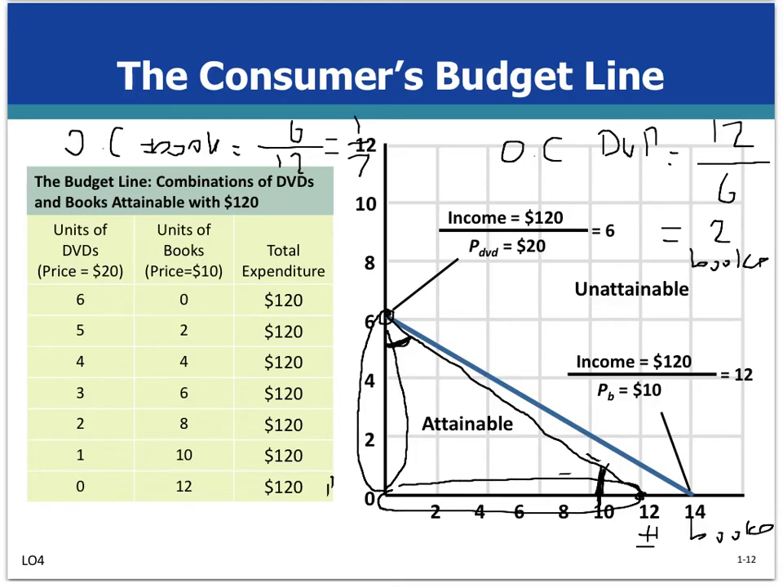But when your income doubles, your budget line is going to shift up, because now more goods are available given that your income is increasing. With a lower income, the budget line would shift down. So that means you have a lower number of goods available with the given budget line.